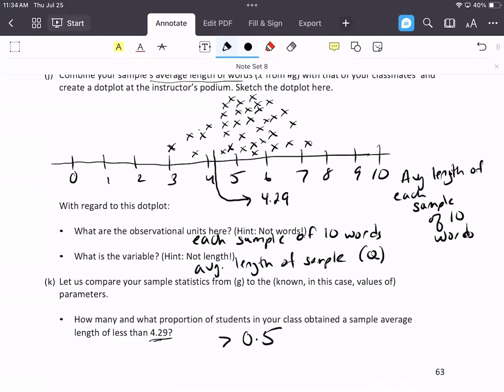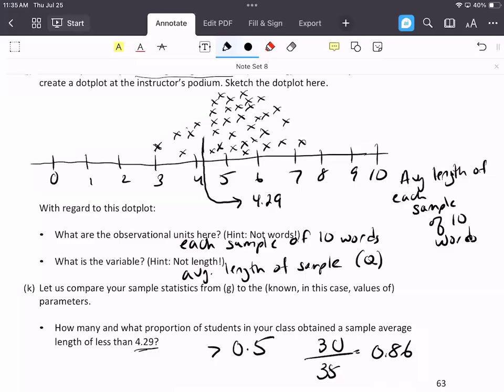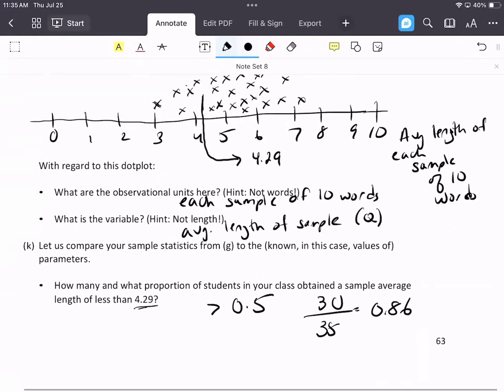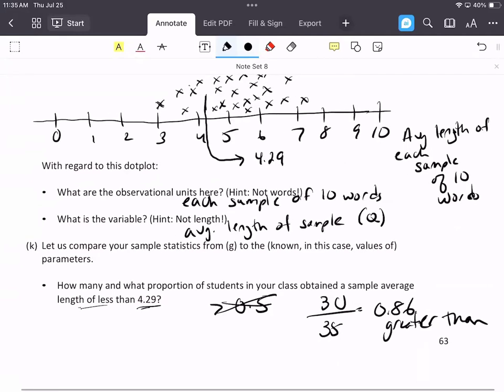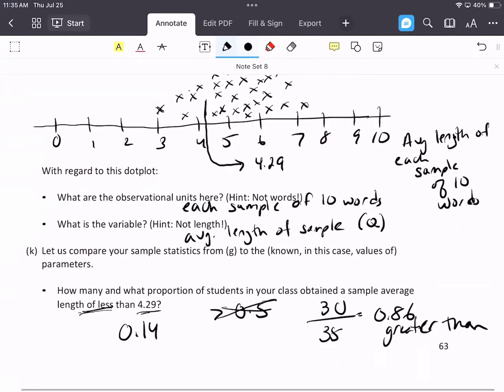Actually, you know what? I will pause and take a moment and do that up quick. So the question was, going back, this is how many were greater than. It's way more than a half. It asks what proportion of students in your class obtained a sampling average of less than. Less than would just be the complement. It's going to be 0.14. There were only 5 observations out of the 30 that were less than, and it ended up with 0.14. So that's a pretty small number there.